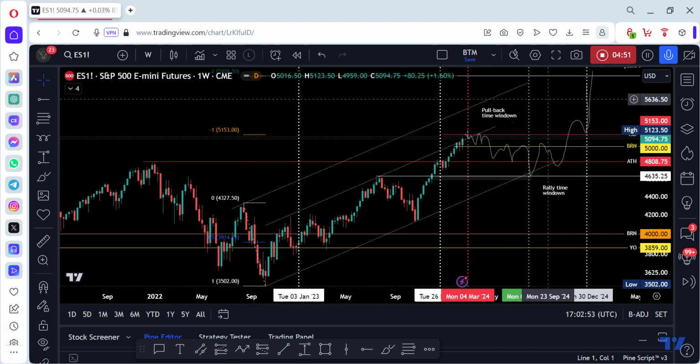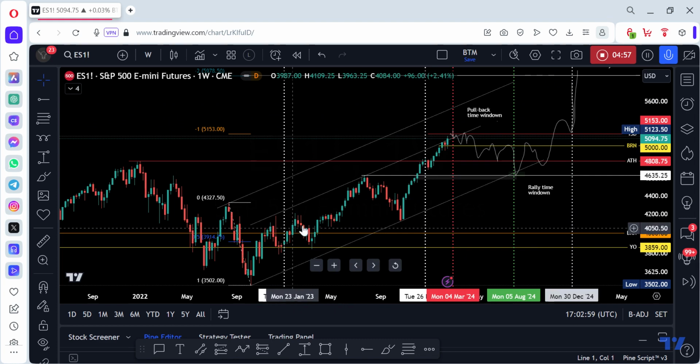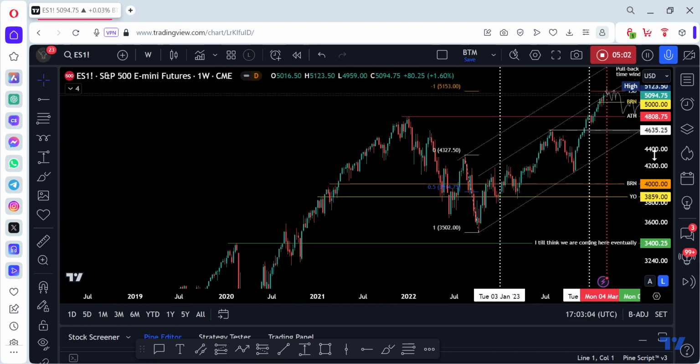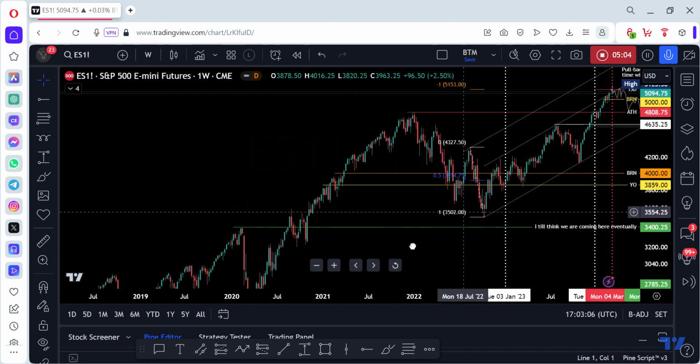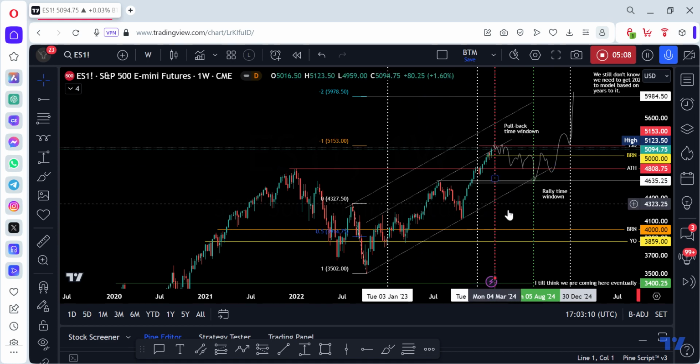So why I think that is because I use a model that takes every year's data and I compare it to every year that has been treated the same way on average.